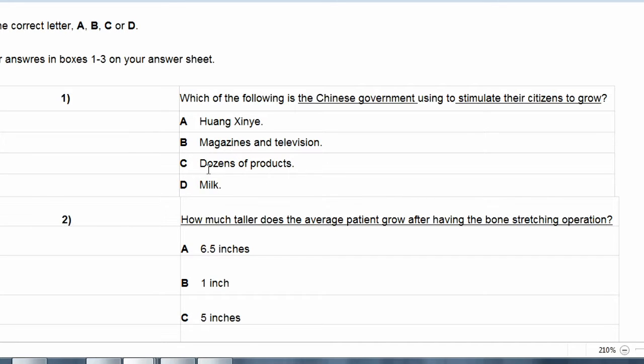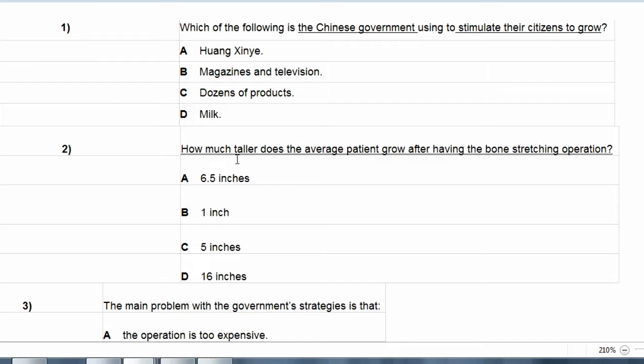Let's look at the second question. The second question is, how much taller does the average patient grow after having the bone stretching operation? Okay, so we have the keywords here: how much taller the average patient grows after having the bone stretching operation. So the main word is the bone stretching operation. And we have the choices, which are 6.5 inches, 1 inch, 5 inches, 16 inches. So we can also look for these options there. If they talk about the growth in inches, we can just read it over there.